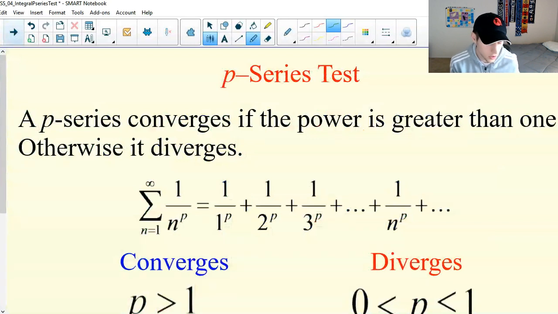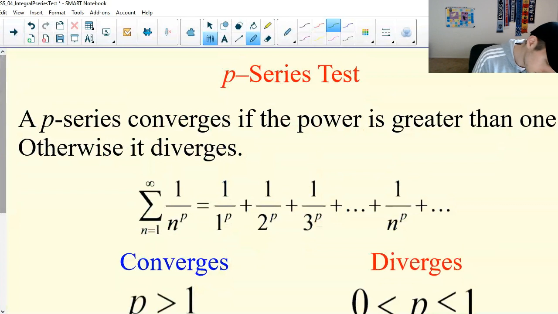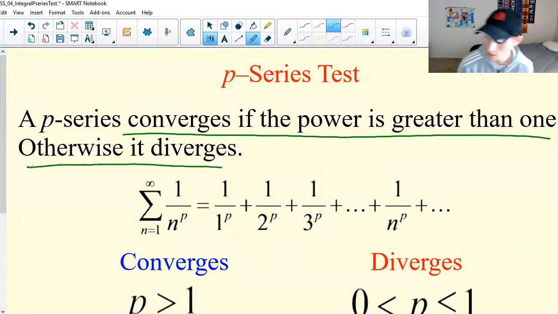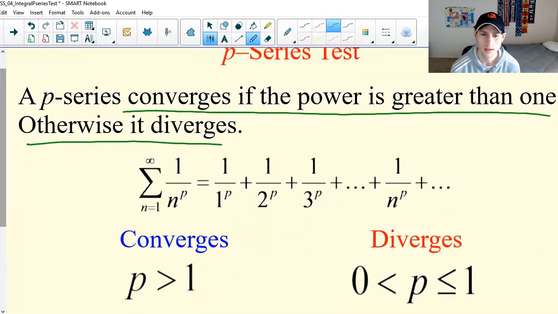The p-series test is pretty straightforward. And it's just this. It converges if the power is greater than 1. That's it. Otherwise, it diverges. The end. Okay, and so that's summarized down here at the bottom. So if p is a number greater than 1, it'll converge. If p is somewhere between 0 and 1, then it diverges.